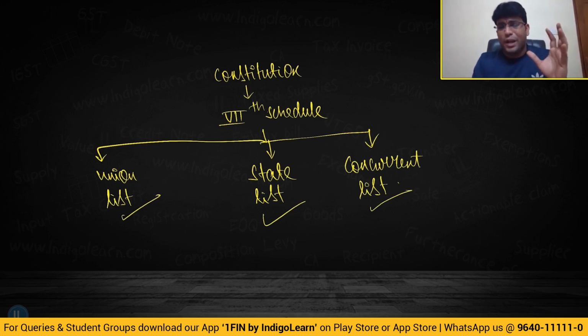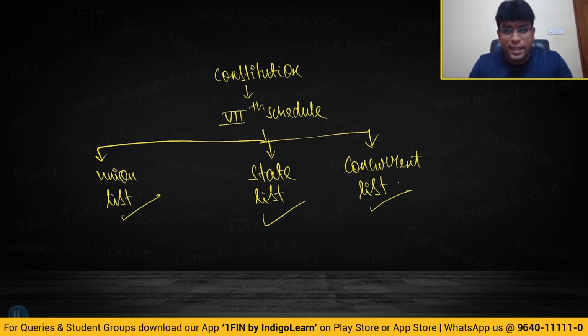Now, why I told this point? I know that most of you would have already known this point about the union list, state list, and concurrent list, because that is a basic thing you require to learn whenever you learn anything related to tax. Union list deals with items on which power is with the central government, state list with the state government, and concurrent list with both central and state government.